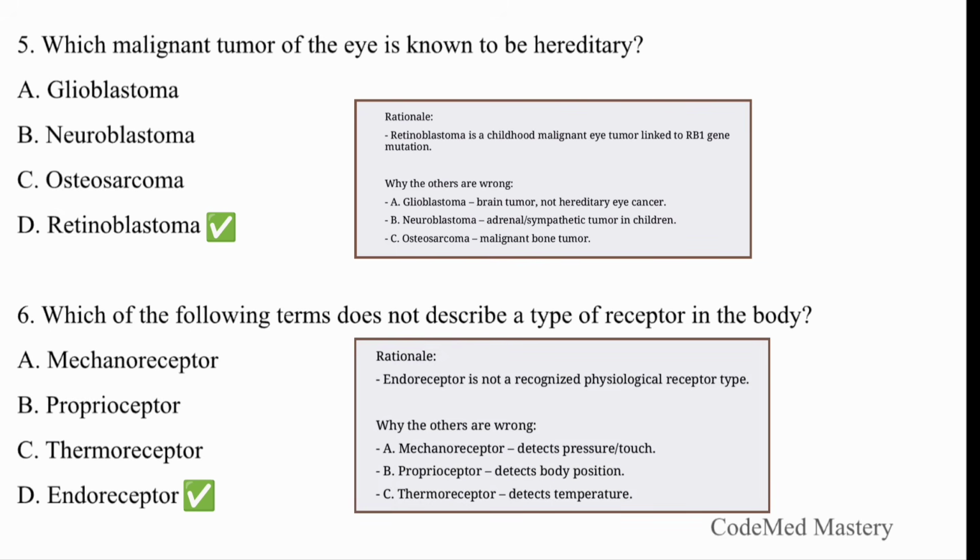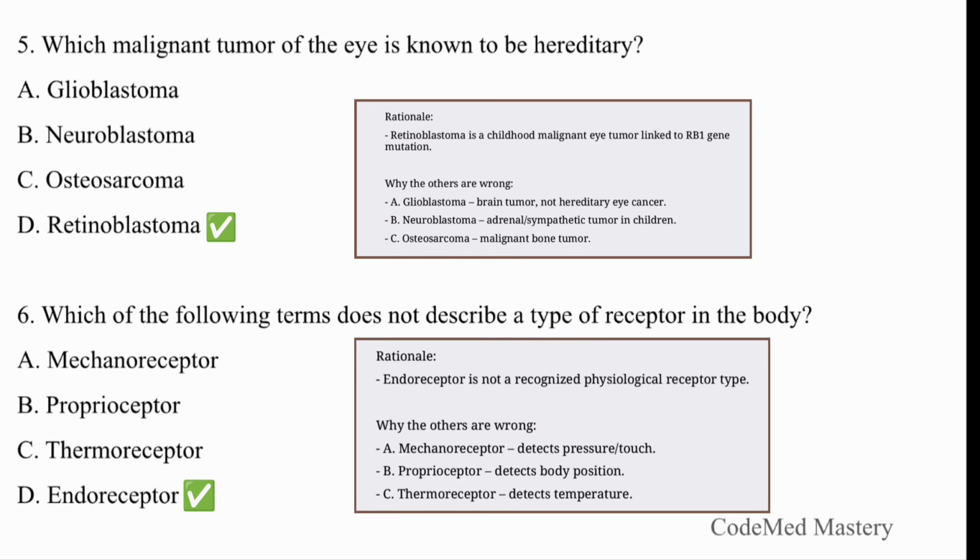Let us see why other options are wrong. Option A, mechanoreceptor, is a receptor which detects pressure or touch. And option B, proprioceptor, detects body position. And thermoreceptor, that is option C, detects temperature. Endoreceptor is not a recognized physiological receptor type.